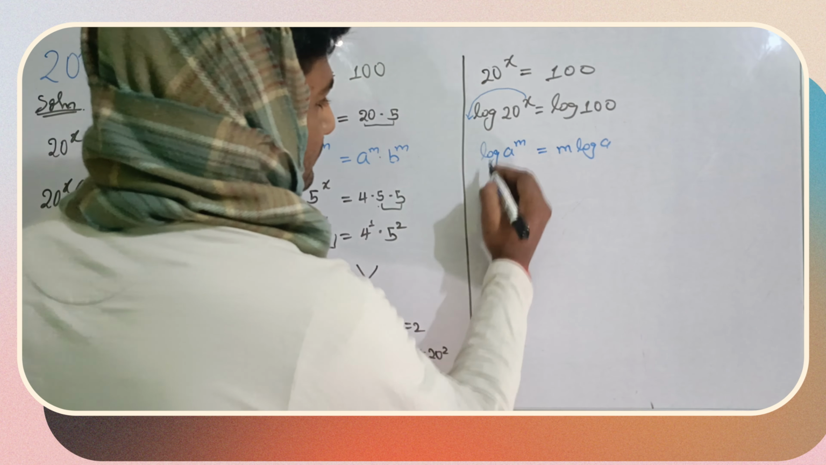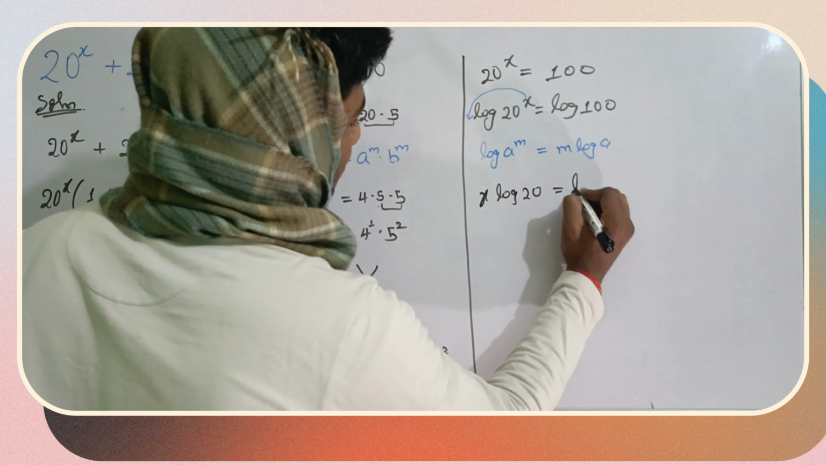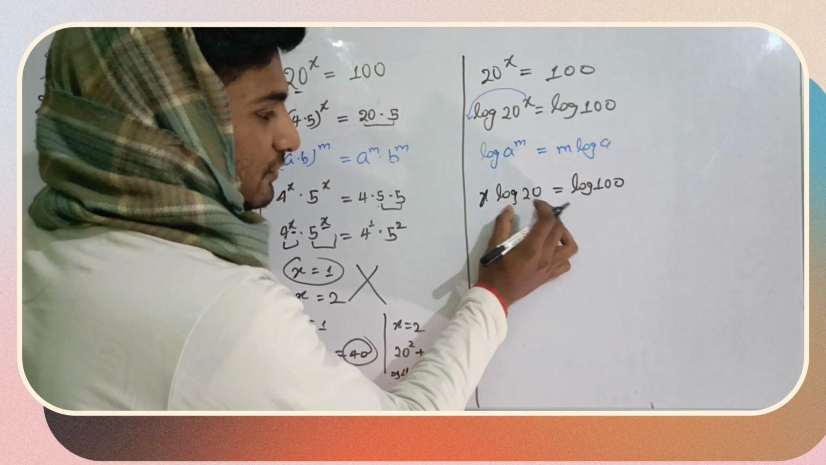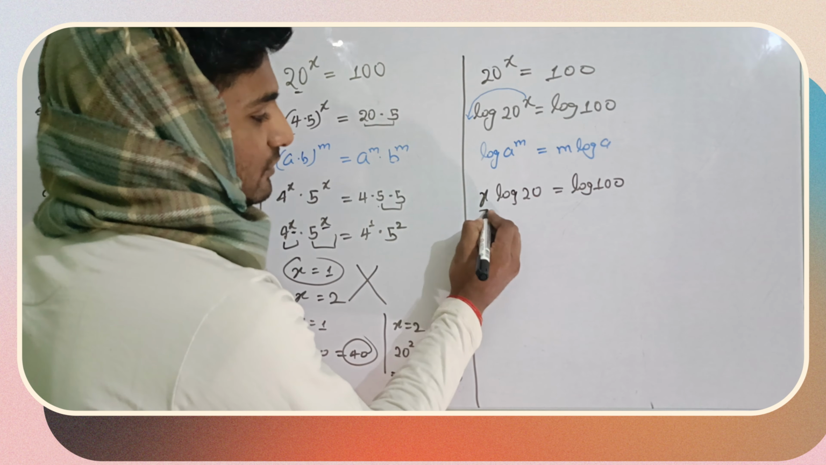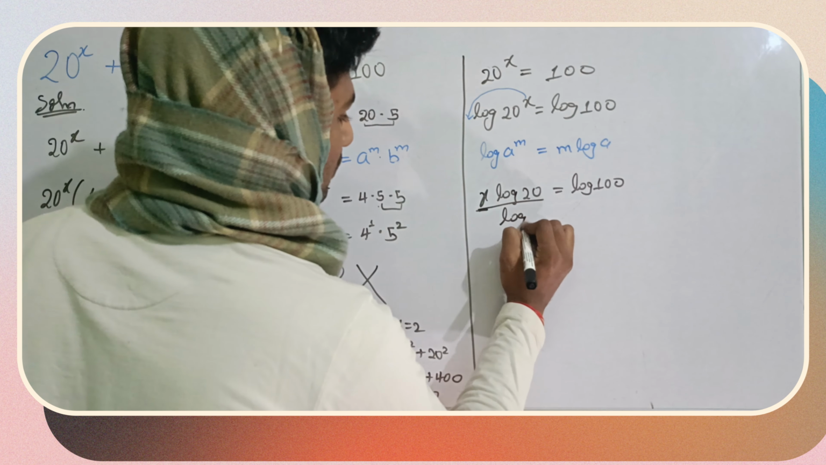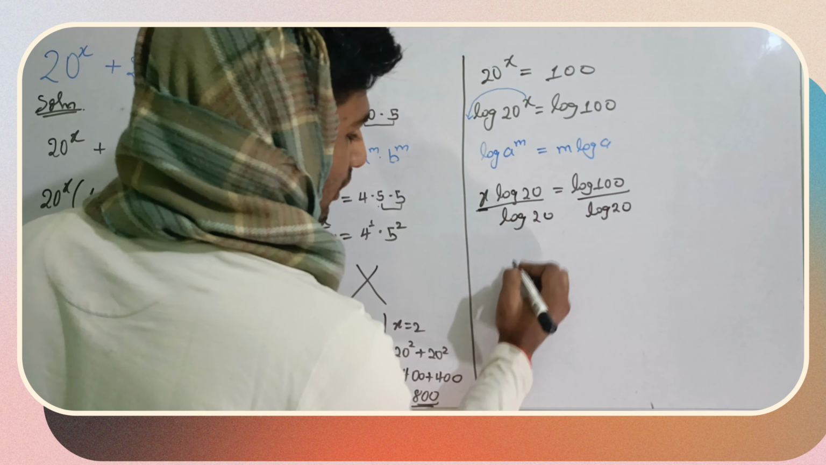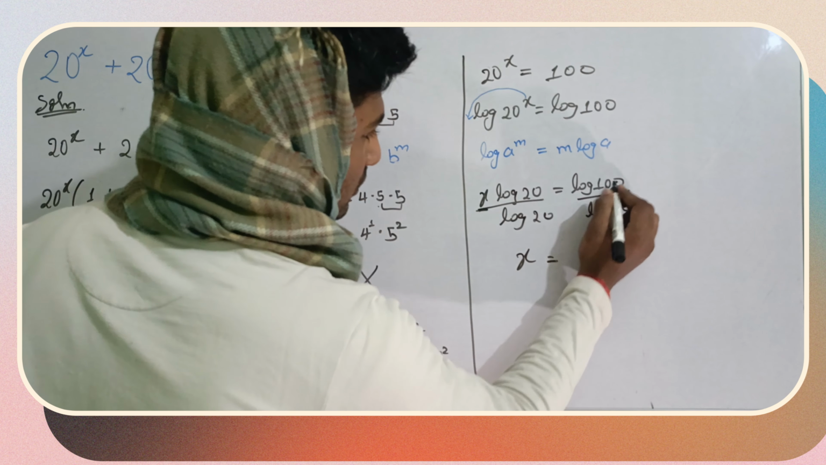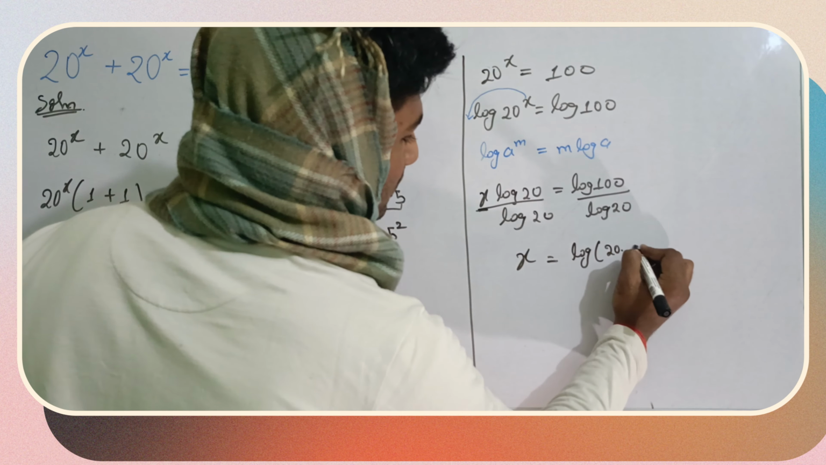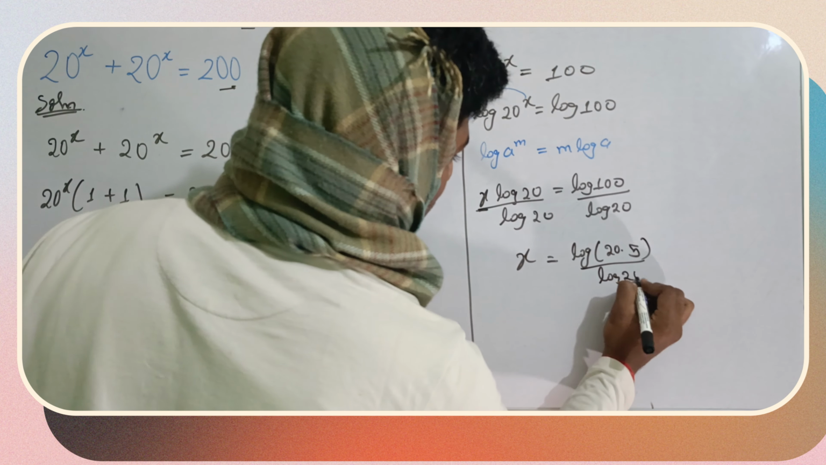So here we get x log 20 equals log 100. Now we want to get rid of this log 20 so that on the left we are only left with x. So dividing both sides by log 20, this cancels out and we get x is equal to log 100, which can be written as log of 20 times 5, over log 20.